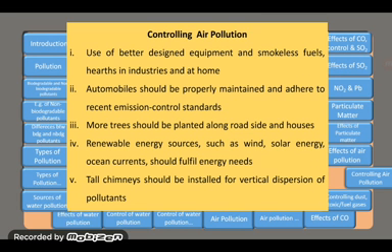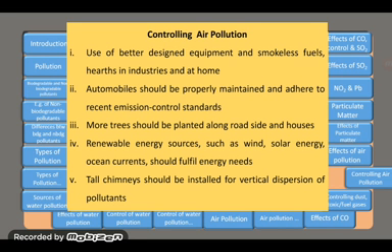Then automobiles should be properly maintained and adhere to recent emission control standards. Any automobile engines or any sophisticated engines that are releasing soot to the atmosphere should be put to a halt. That is, we should stop the use of such engines. Then more trees should be planted along roadsides and houses. At least that will serve as windbreakers, and that will prevent air pollution resulting from dust.